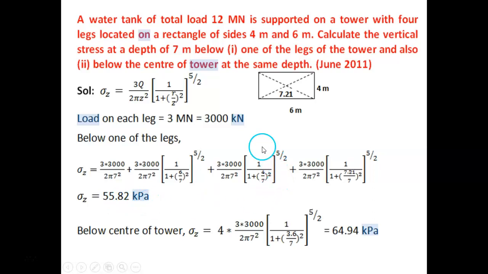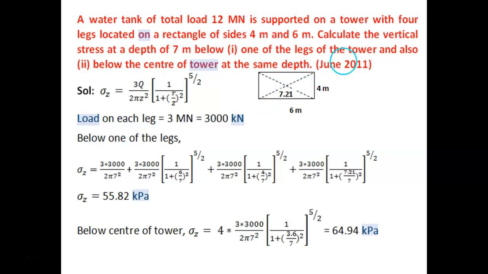Now the second point is we have to estimate the increase in stress at the center of the tower at the same depth, that is 7 meter. So Z value is 7 meter and you have to estimate the increase in stress at the center of the tower at this point. So here when we consider these 4 point loads at the 4 corners, they have the same radial distance. So if you calculate the stress due to 1 point load and when you multiply with 4, you will get the total increase in stress.